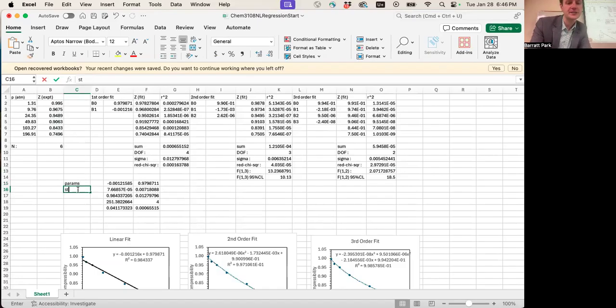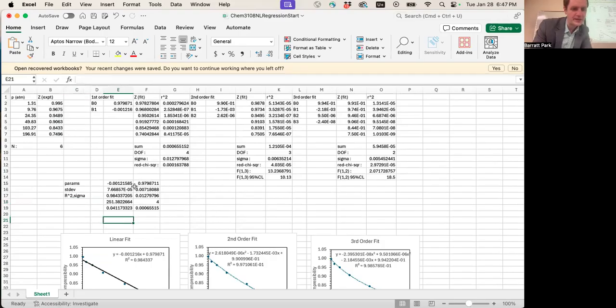The second row is the standard deviation in the fit parameters. That's what we're going to use to calculate the 95% confidence interval. And then the third row, this looks like it's the R squared value. So this one's R squared. And then the next cell here, this looks like it's the sigma. And then this stuff down here, you don't really need. That's just some extra parameters.